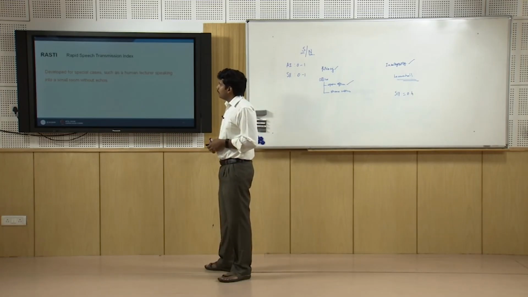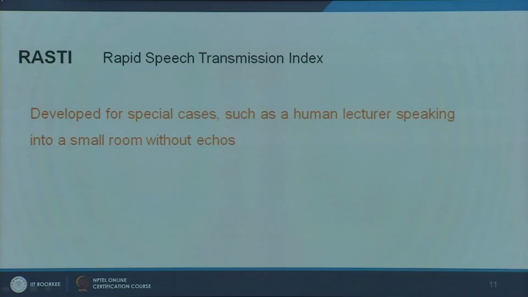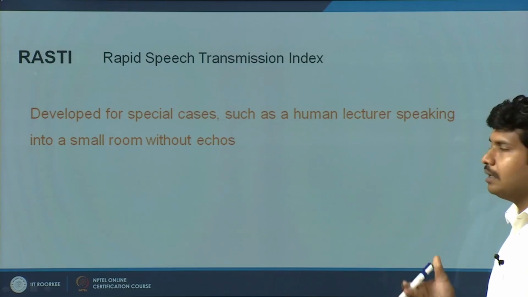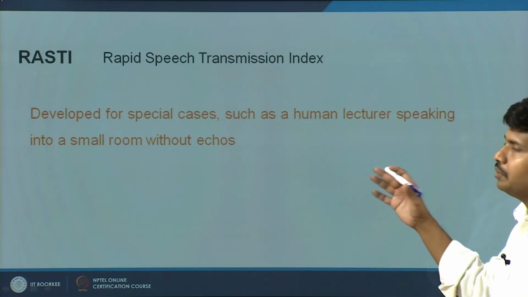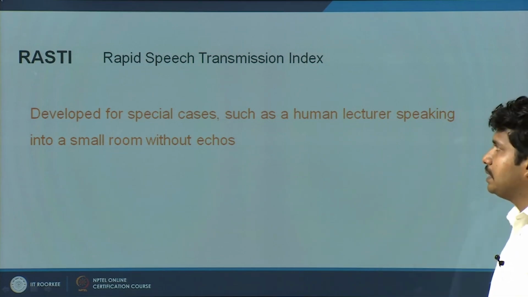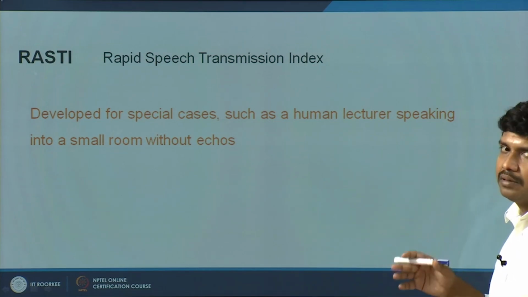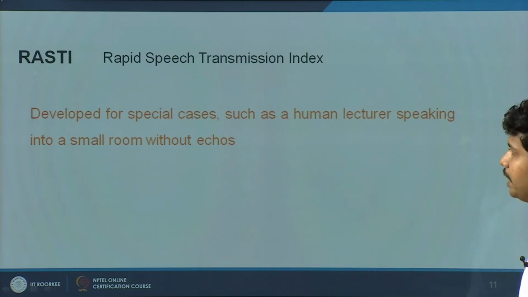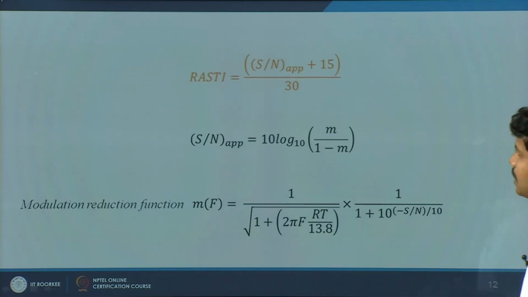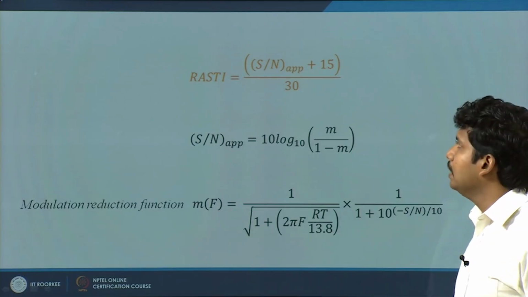Another version of it, the rapid speech transmission index, RASTI, is a modified version, primarily used in lecture halls and amplified sound systems. You use RASTI in place of the standard speech transmission index. Both are more or less similar, just the numbers would vary. How do you determine RASTI? RASTI is the more commonly used index.